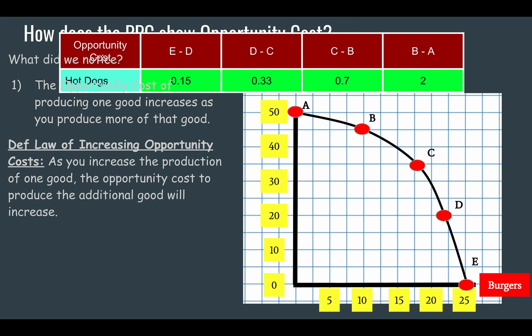Now, the last thing that I'll say on just this slide, and then I'll just have a quick chat about something else. This is evidence of the law of increasing opportunity cost. As you increase the production of one good, the opportunity cost to produce the additional good will increase. Okay, so that's what we're saying. Because we are using factors of production that are less and less suited to the production of that good, as we produce a higher concentration of that good.